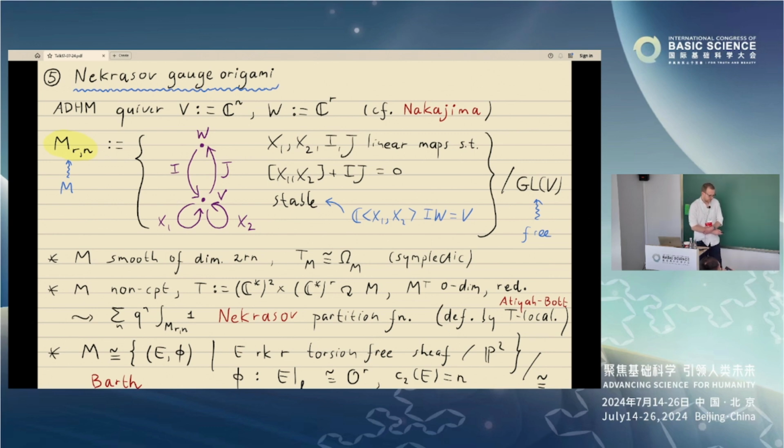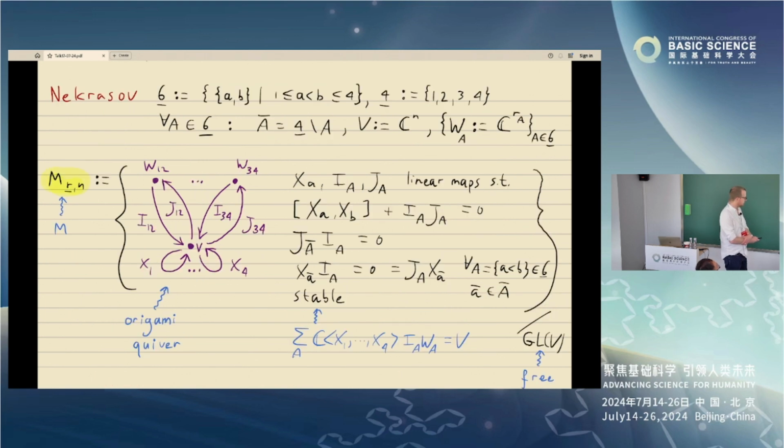Now, Nekrasov discovered a very interesting quiver, which is a big generalization of this ADHM quiver. So let me introduce his quiver. Let 6 bar be the collection of sets {a, b}, where a and b range between 1 and 4. 4 bar is the set {1, 2, 3, 4}. We have an involution on 6 bar, so for each set we can take the complement.